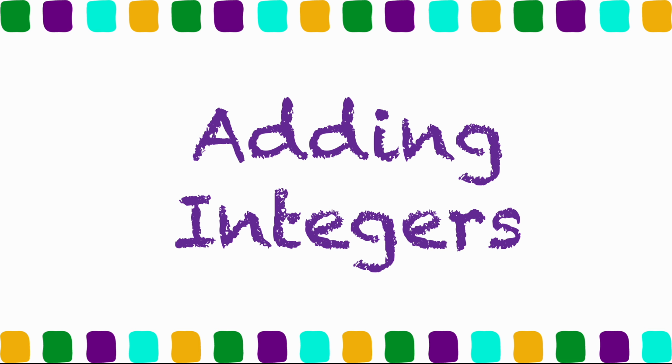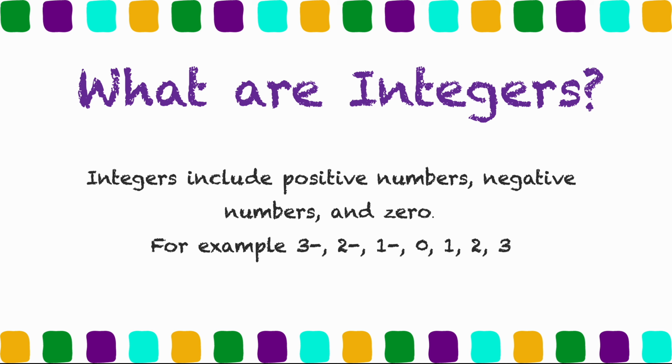For today's video, we'll be looking at adding integers. Now an integer includes positive and negative numbers as well as 0. For example, we have negative 3, negative 2, negative 1, 0, 1, 2, or 3. When you think of integers, you can think of the numbers that you see on a number line, and they go on forever, they never stop.